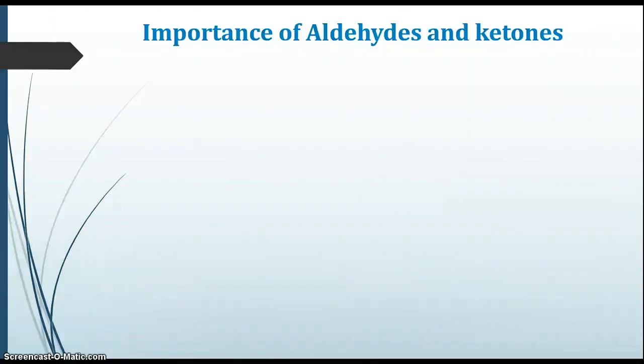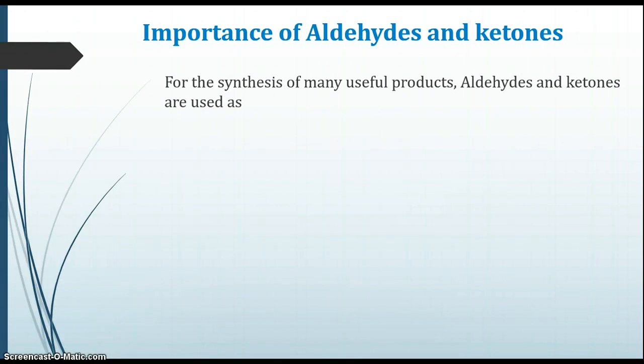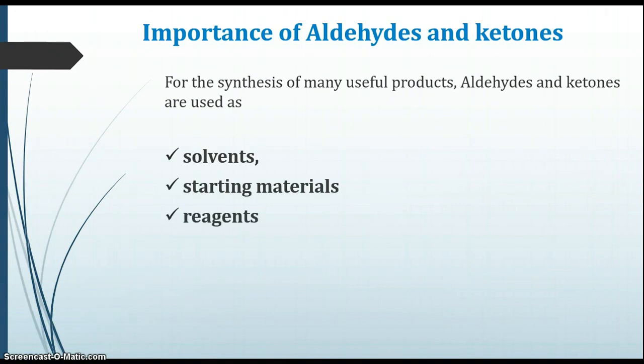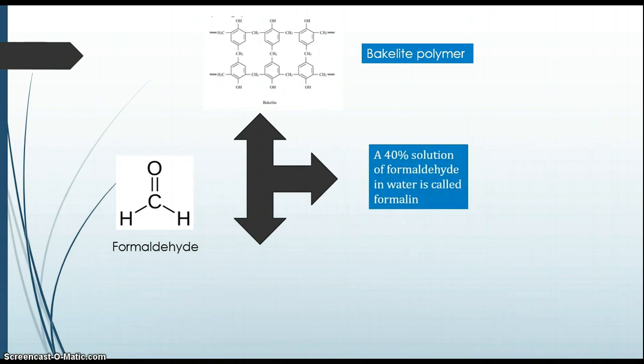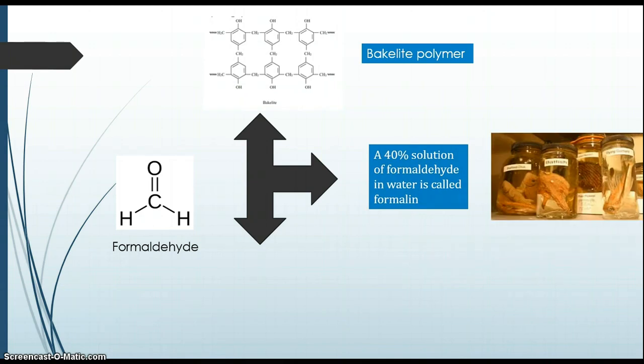Now before learning the preparations and properties of aldehydes and ketones, let us first see their importance. Aldehydes and ketones are very useful in the synthesis of many products. They are either used as solvents or used as starting materials or as reagents. They also have other utilities. For example, formaldehyde is used in the preparation of bakelite polymer. A 40% solution of formaldehyde in water is known as formalin, which is used for the preservation of biological specimens.